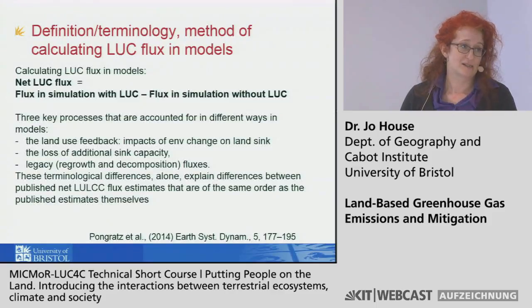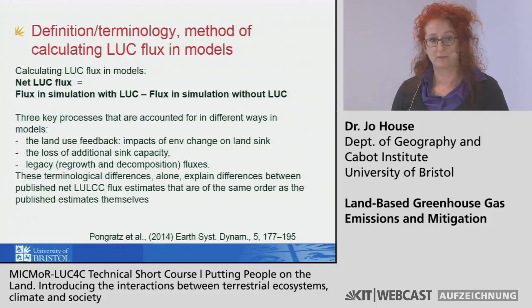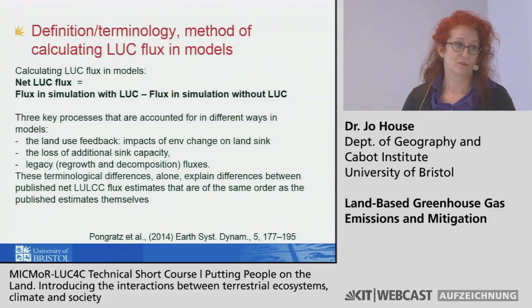The loss of additional sink capacity is quite an interesting one. So this is still talking about the climate and CO2 effects, and it's talking about the residual sink into the future. And what it's kind of saying is, I have a patch of forest here. In the future, this patch of forest is going to take up carbon because of CO2 fertilisation and climate change. However, if I cut down this forest now, then in the future it's not going to be able to take up that carbon dioxide that it would be able to do if it was still a forest. And this is the loss of additional sink capacity. And that kind of gets implicitly included in some of the calculations and not others.